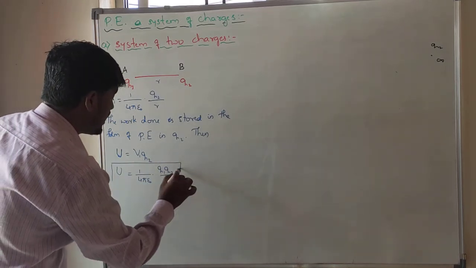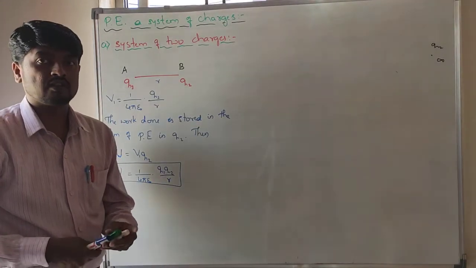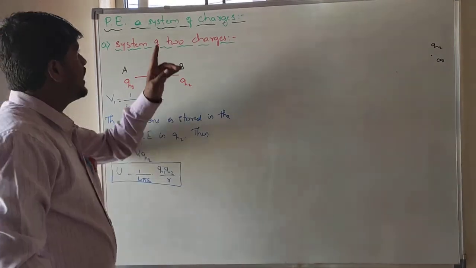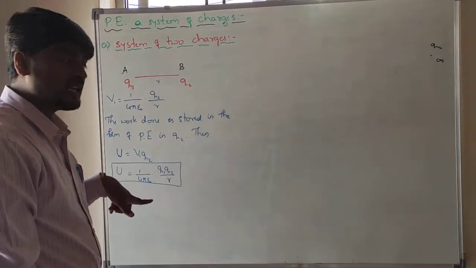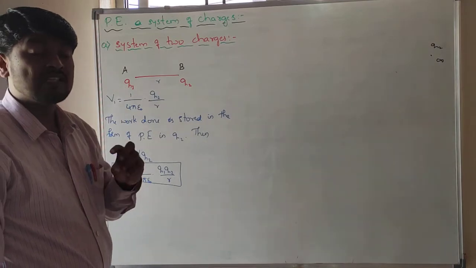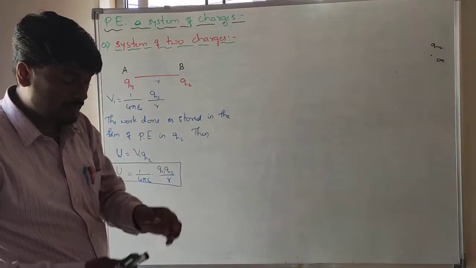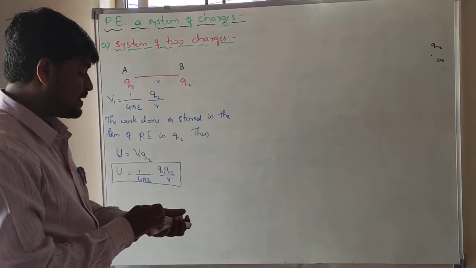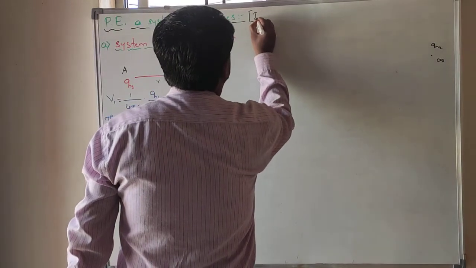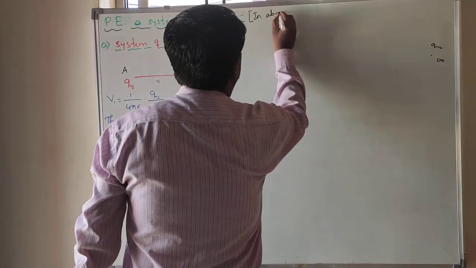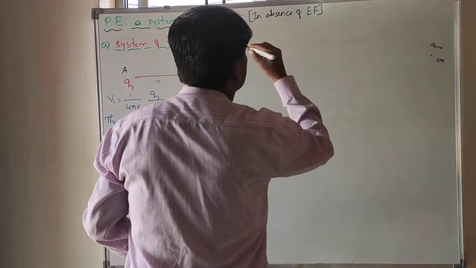This is very, very important. It will be asked for 2 or 3 marks. What will they ask? Derive an expression for potential energy due to a system of charges in absence of electric field. Please keep in mind the words in absence of electric field. Whatever I am deriving here is all in absence of electric field. There is no electric field.